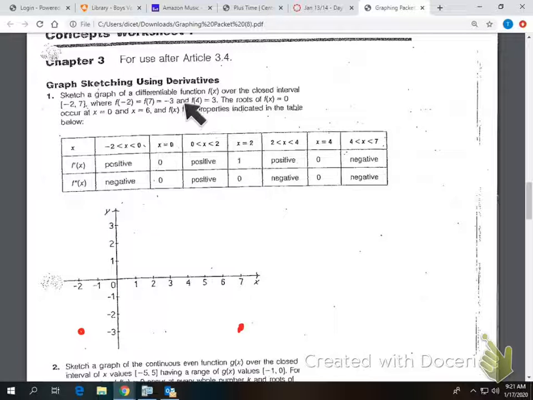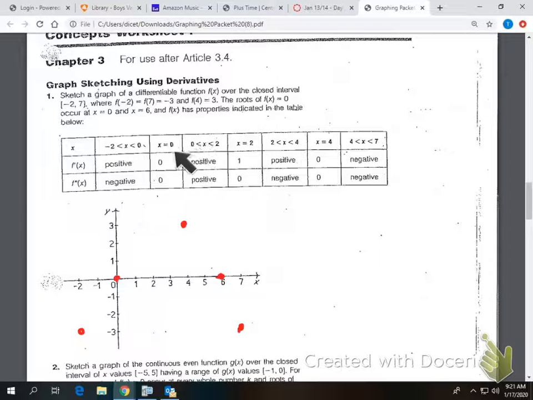We also are told f of 4 is 3. So let's plot that point right there. f of 4 is 3. And the roots of f of x occur at x equals 0 and 6, so put an x-intercept at 0 and at 6. That was all given to me before I even looked at the table.